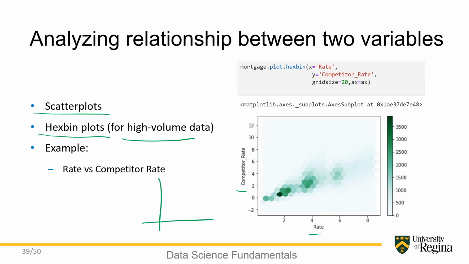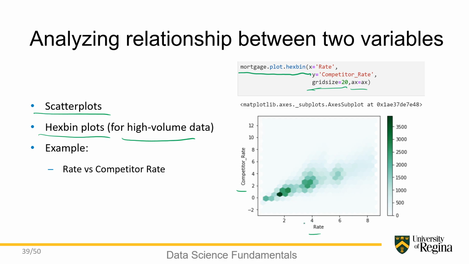The scatter plot looks something like this, and if you have a lot of points, something like that happens. But a hexbin plot tries to group some values together. It's like a histogram, and it gives you a better shape. It's easy to plot: you say mortgage.plot.hexbin, where x is rate and y is competitor rate. You give a grid size, and then you give it an axis. The code is in the notebook that I provided to you.